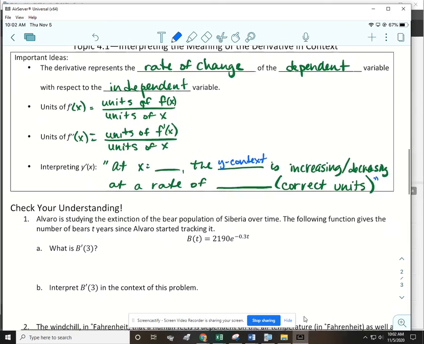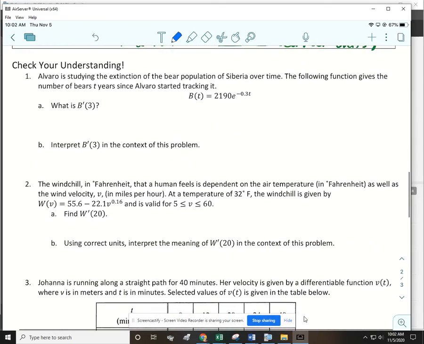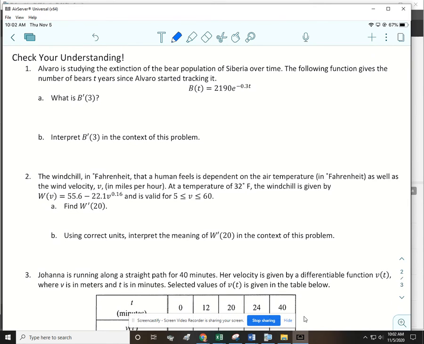All right, so let's look at Alvaro. Alvaro is studying the extinction of the bear population of Siberia over time. The following function gives the number of bears t years since Alvaro started tracking it. And again, this is not a hard one to find the derivatives using the chain rule, but to be able to find this value, we would have to use a calculator anyway. So let's just go ahead and use the calculator.